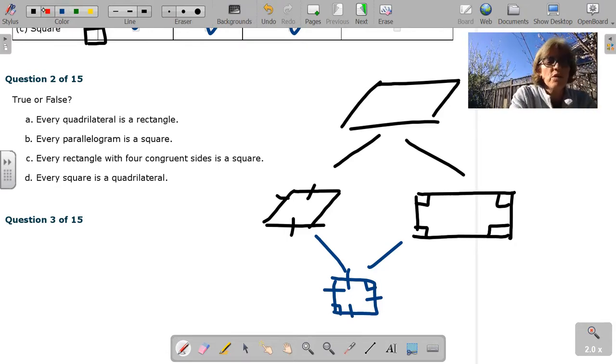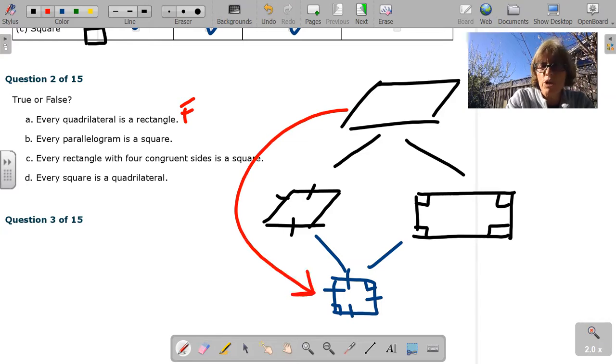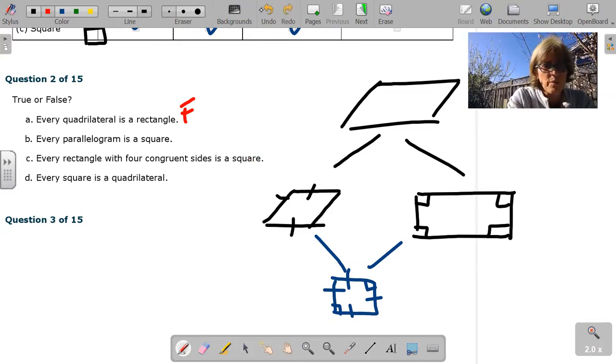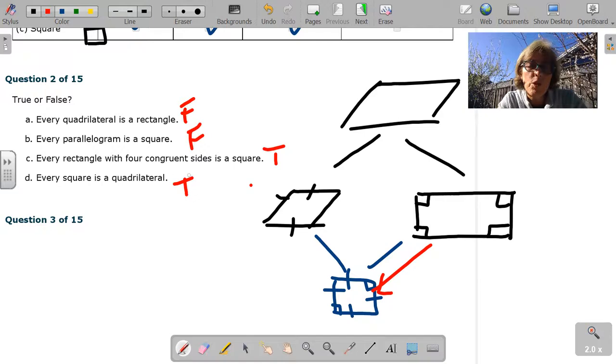Every quadrilateral is a rectangle. And that's not true because there are other quadrilaterals here. So this one's false. Every parallelogram is a square, going top to bottom. That's not true. Every rectangle with 4 congruent sides is a square. So if a rectangle has 4 equal sides, it does become a square. Every square is a quadrilateral. That's a true statement. So keep the quad family tree close when you're doing this.